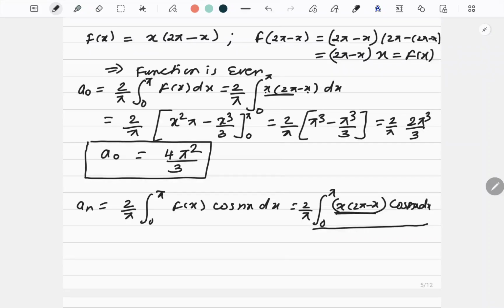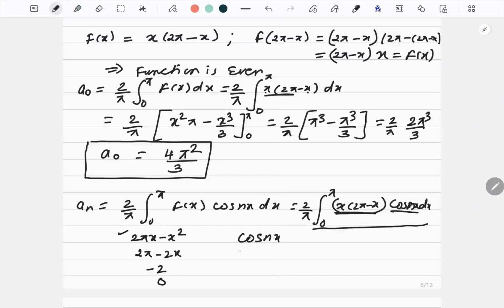See, this is u and this is v. So write it in different columns. First I am writing 2 pi x minus x square in one column. In the other column I am writing cos nx. Now I will differentiate the first column. So 2 pi minus 2x. Then the differentiation of this is minus 2. And the differentiation of this is 0. Now this column you should integrate.